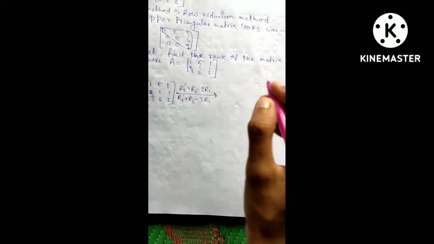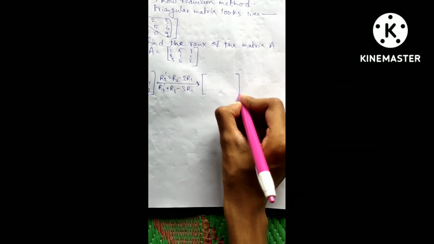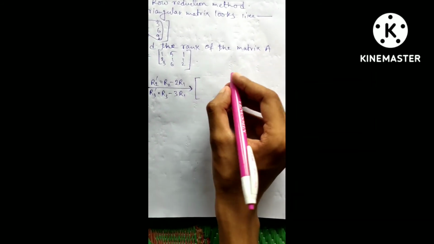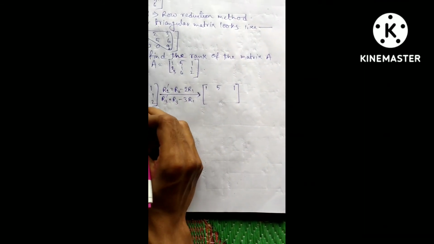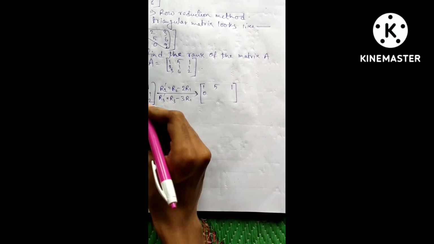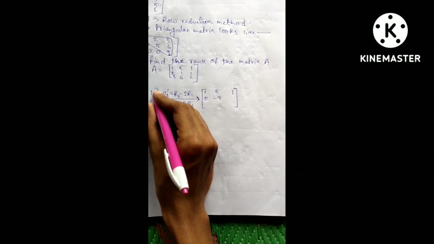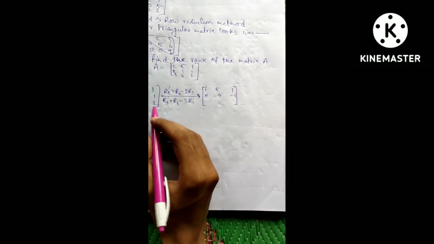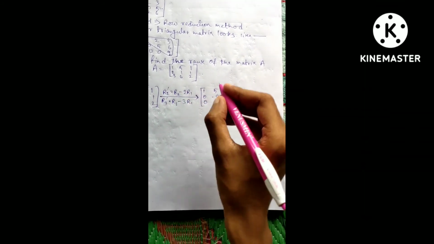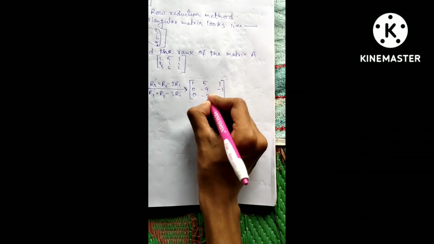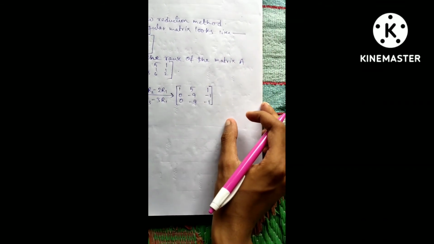So the new matrix forms, which is 1 5 1. 2 minus 2 into 1, that means 0. 1 minus 2 into 5, minus 9. 1 minus 2 into 1, minus 1. 3 minus 3 into 1, 0. 6 minus 3 into 5, that means 6 minus 15, minus 9. 2 minus 3 into 1, minus 1. Fine.